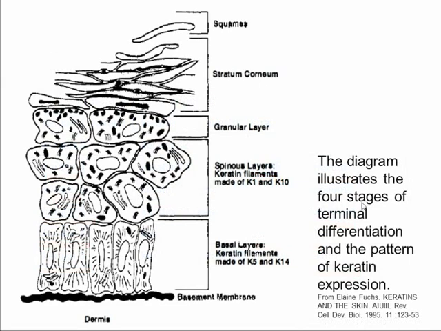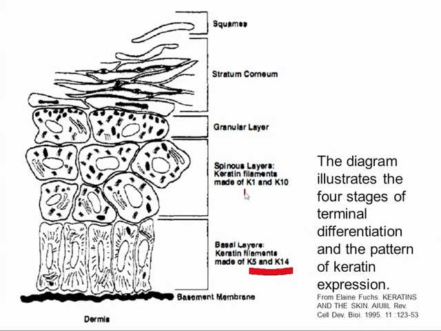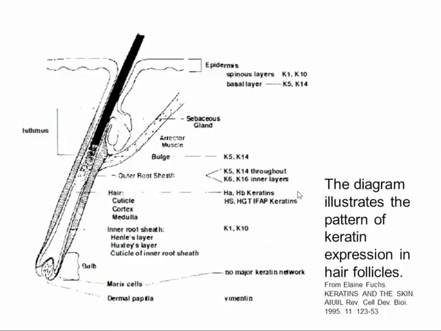When we look at the epidermis, we can look at the terminal differentiation of the patterns of keratin expression, and we see in the basal layers keratin filaments K5 and K14. As you move up into the spinous layer, K1 and K10. The pattern of keratin expression in hair follicles is interesting. I don't want you to know the details, but just so that you know, there are different keratin expressions in different parts of the hair follicles.